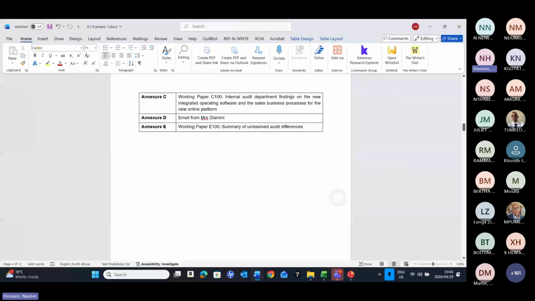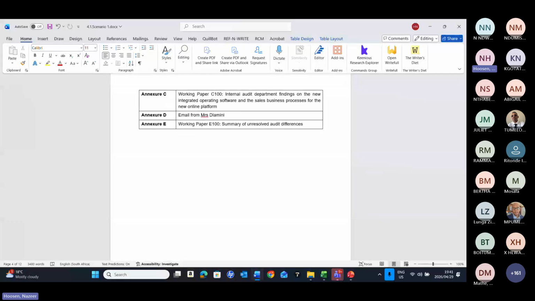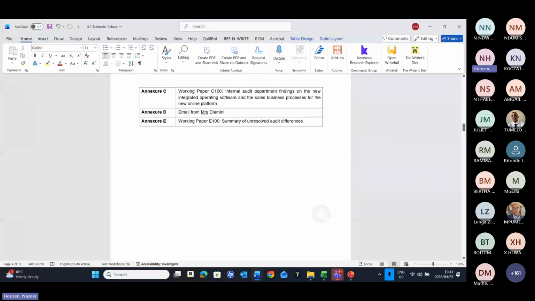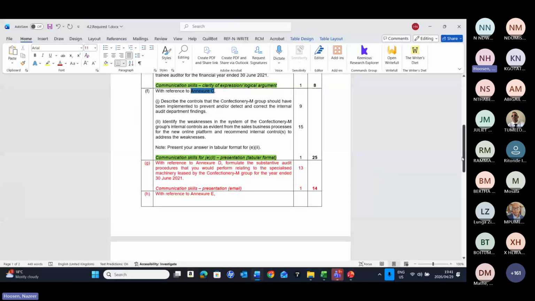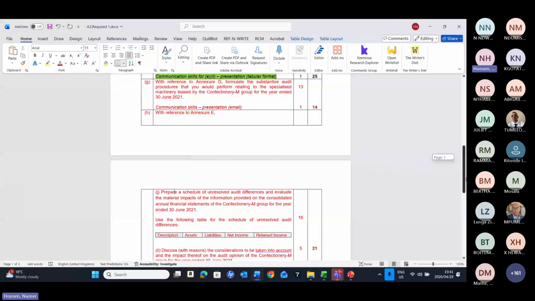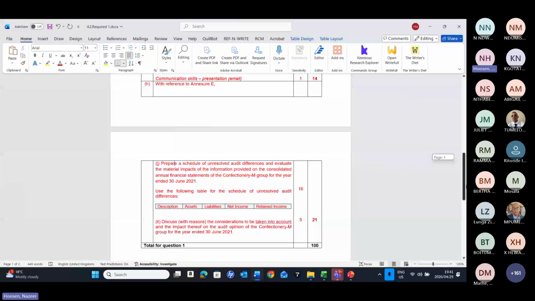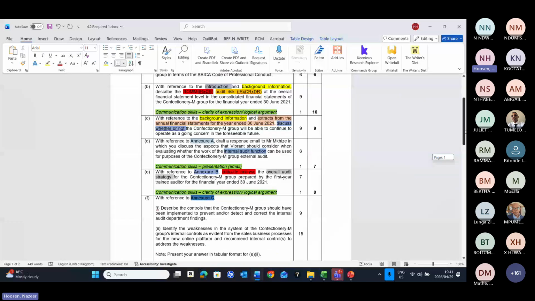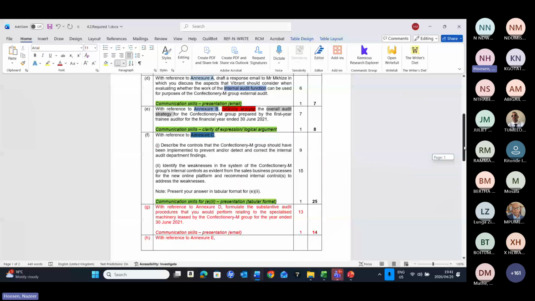And the email for Annex D was substantive procedures, which is not within the scope for test 2, as I've stated. Hence I've highlighted it in red. Part G and H, which is substantive procedures, and part H was the unresolved audit differences and the impact on the audit opinion. That would be for the forthcoming assessments. However, from part A to part F, which we have highlighted here, are indeed examinable for the test 2 assessment.